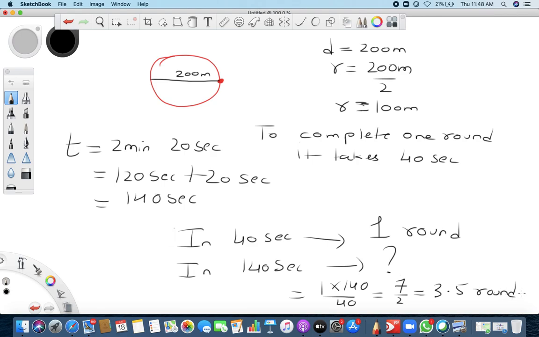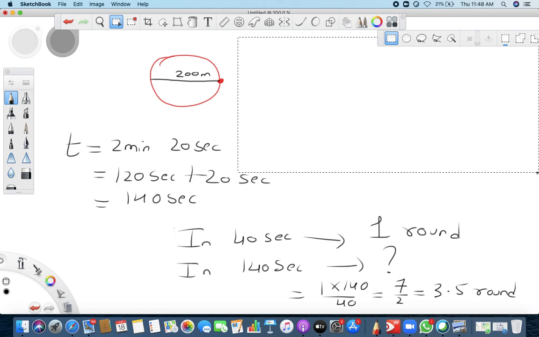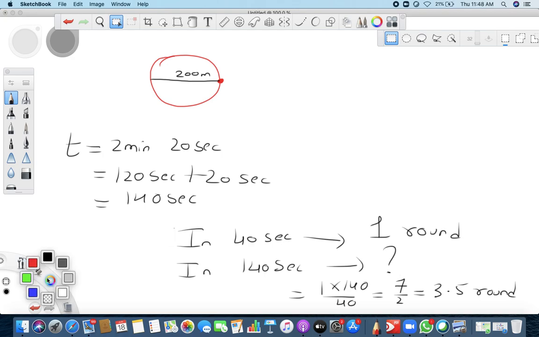So basically, we need to find out a person has completed 3.5 rounds in 2 minutes 20 seconds, and what are we finding? We are finding distance and displacement. Now again I told you that thing. There is a difference between distance and displacement, right? Distance is the actual length of the path traveled by an object, and displacement is the shortest distance between the start point and the end point.